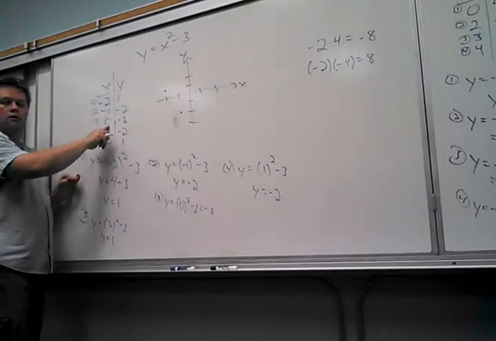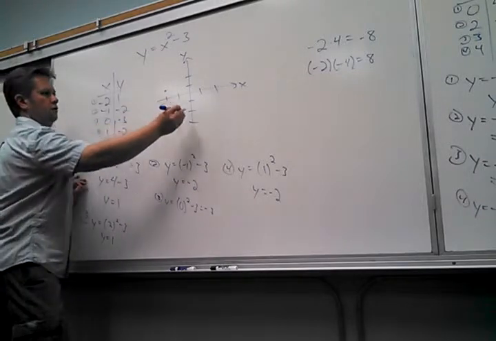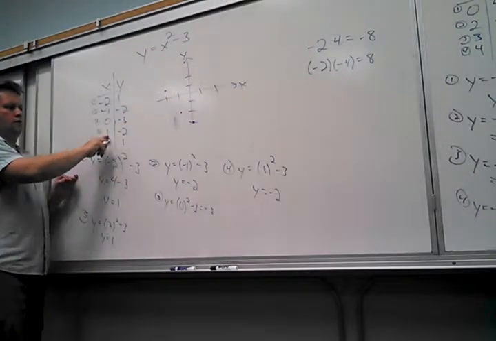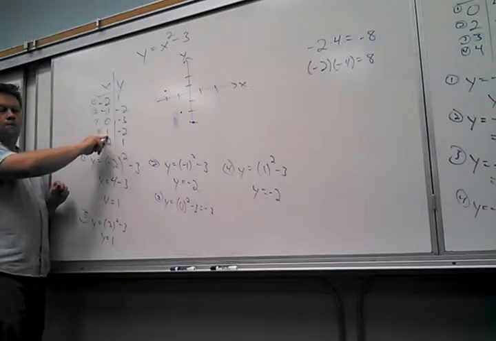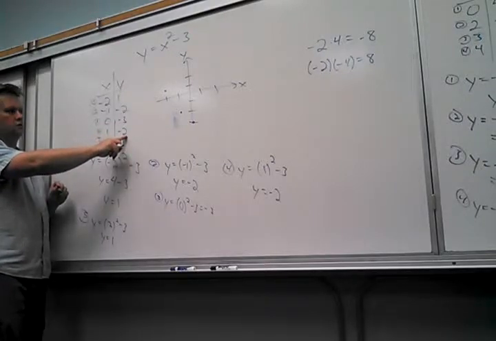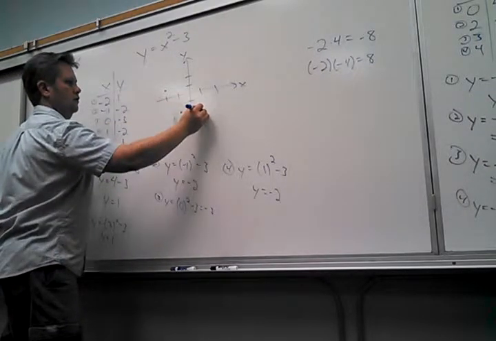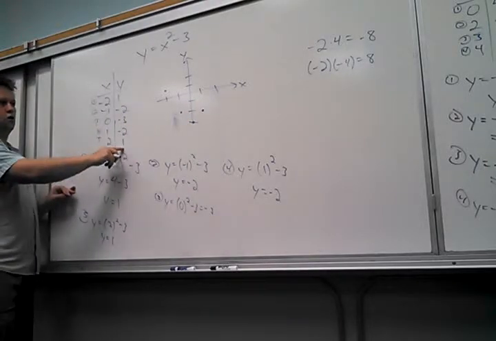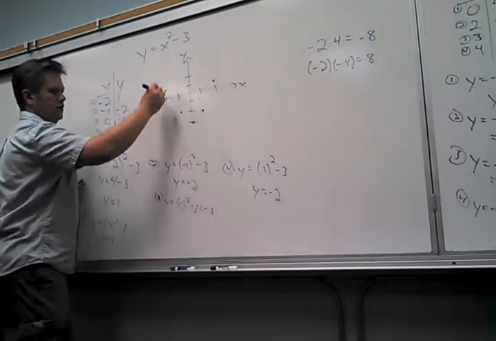Stay there, go down. Don't go anywhere left and right. Go down 3. Go to the right 1, up 1. Then 1 over, down 2. And then 2 over, up 1. And see the mirror image going on?